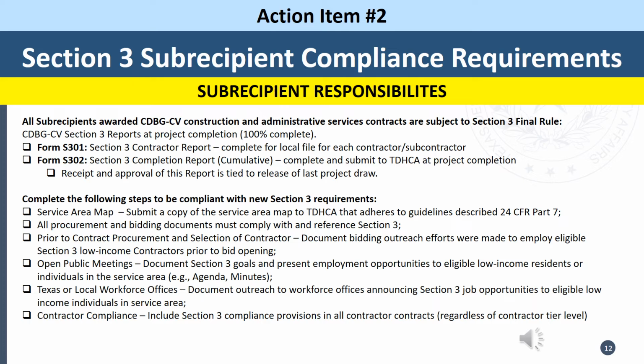For open public meetings, be sure to document Section 3 goals and present employment opportunities to those low-income residents and individuals in the area. And you can document that with a meeting agenda and meeting minutes. And for your outreach to local workforce offices, make sure that you do announce those Section 3 job opportunities and document that outreach. And for contractor compliance, include Section 3 compliance provisions in all of your contractor contracts. This is regardless of the contractor tier level, it just needs to be in every contract.